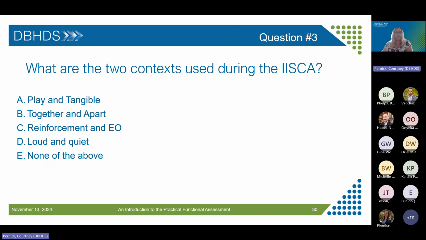Okay, that brings us to our third question. What are the 2 contexts used during the ISCA? Is it A, play and tangible, B, together and apart, C, reinforcement and EO, D, loud and quiet, or E, none of the above?